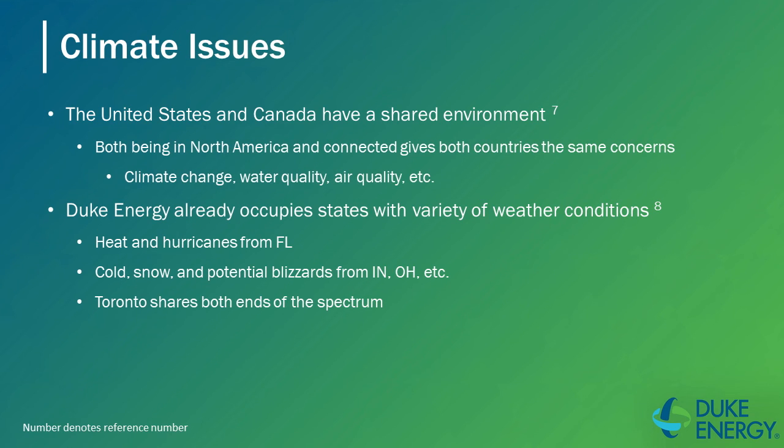For climate, the United States and Canada have a shared environment. They are both on the North American continent and are connected. That gives the countries both the same concerns, which include climate change, water quality, and air quality. In addition, Duke Energy already occupies states with a variety of weather conditions such as heat and hurricanes from Florida, cold, snow, and potential blizzards from Indiana and Ohio, both of these conditions that Toronto experiences on a yearly basis. Duke Energy would be able to deal with these climate issues and operate as normal.